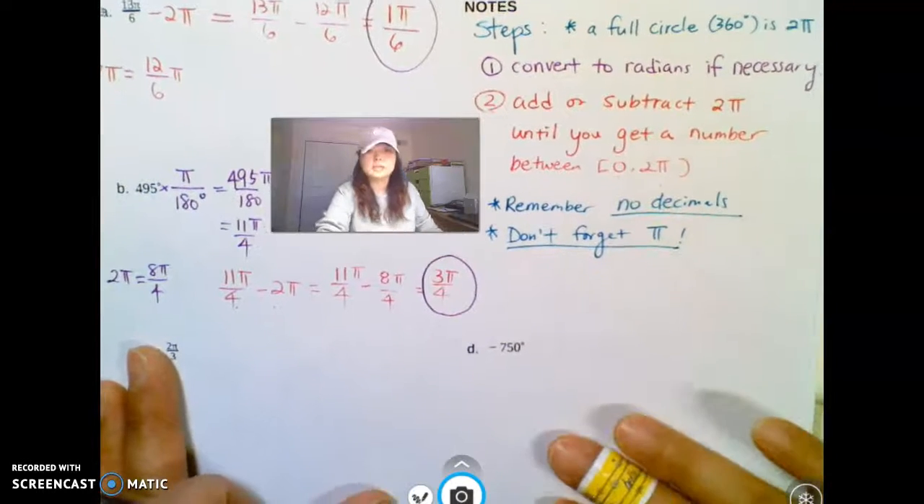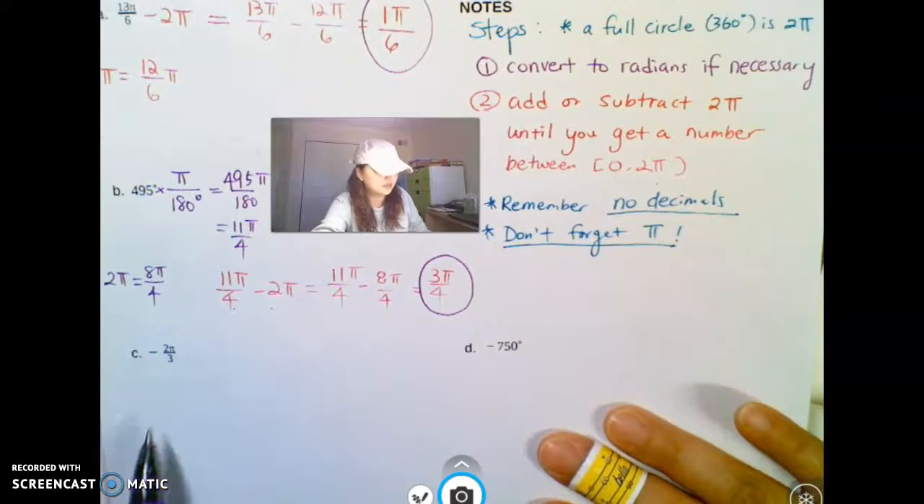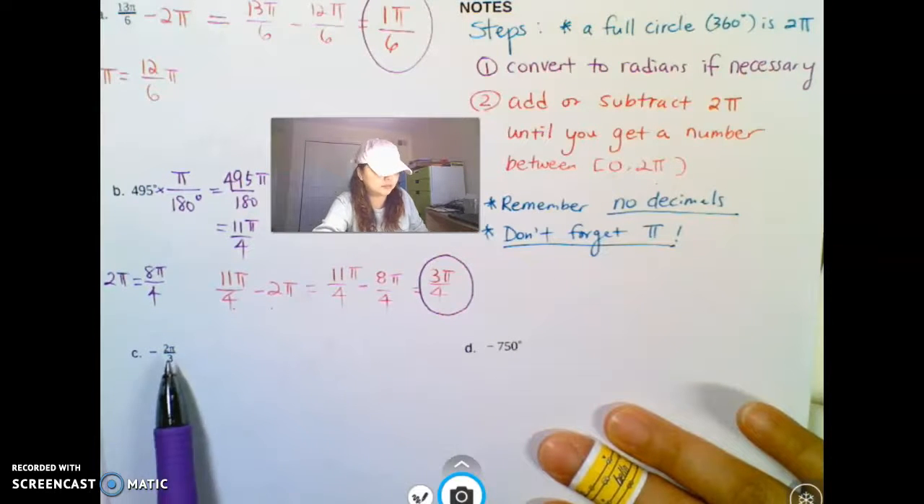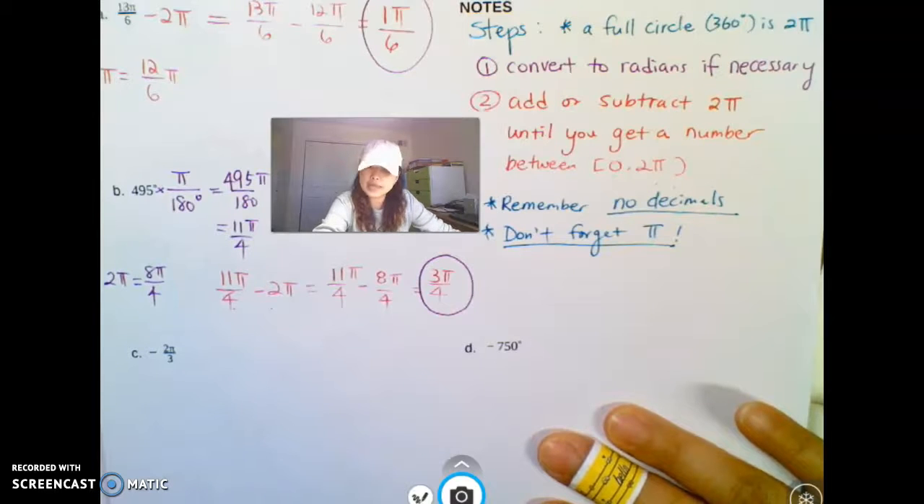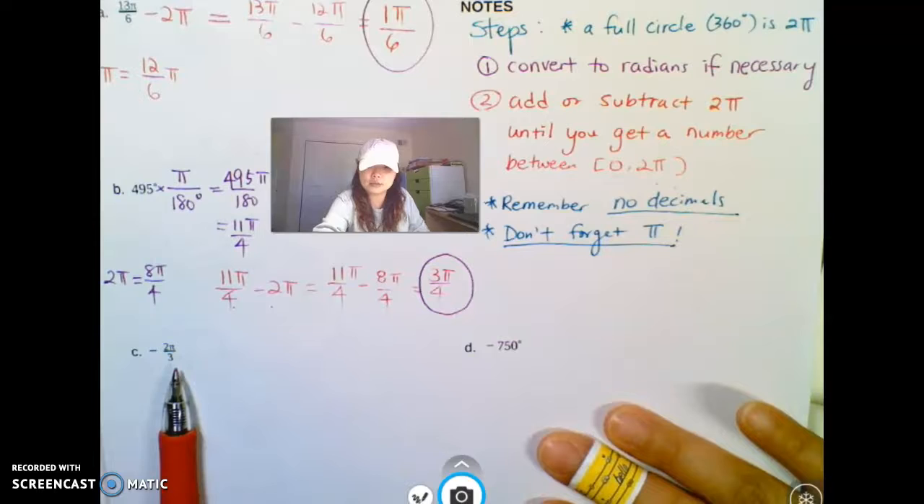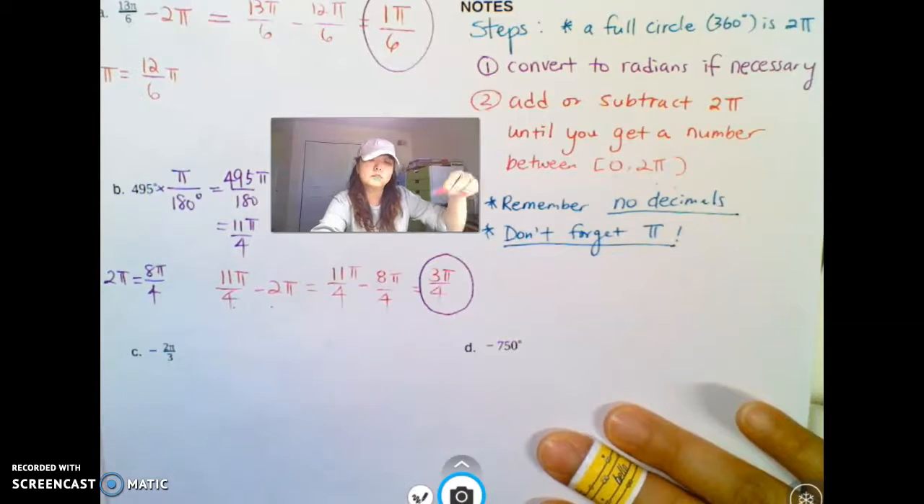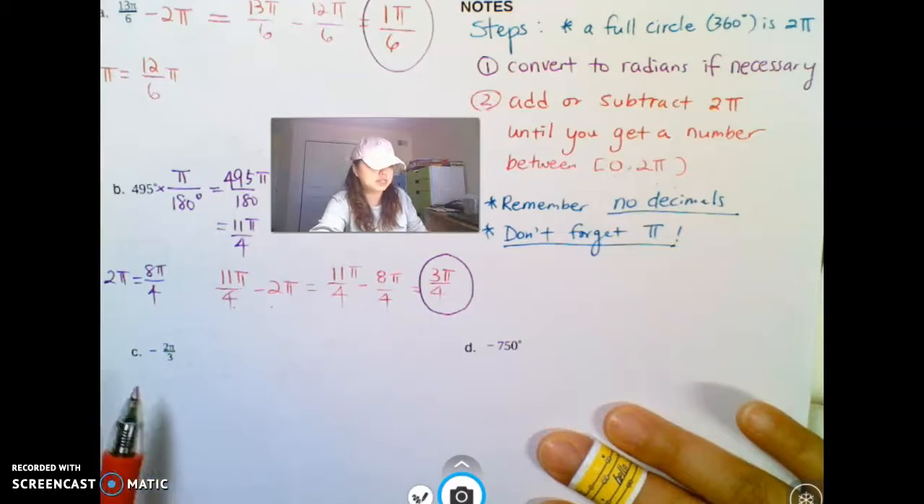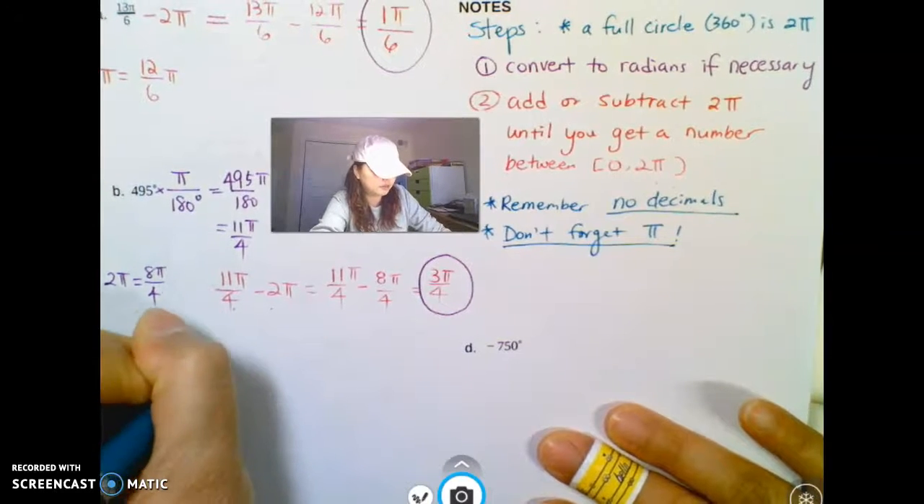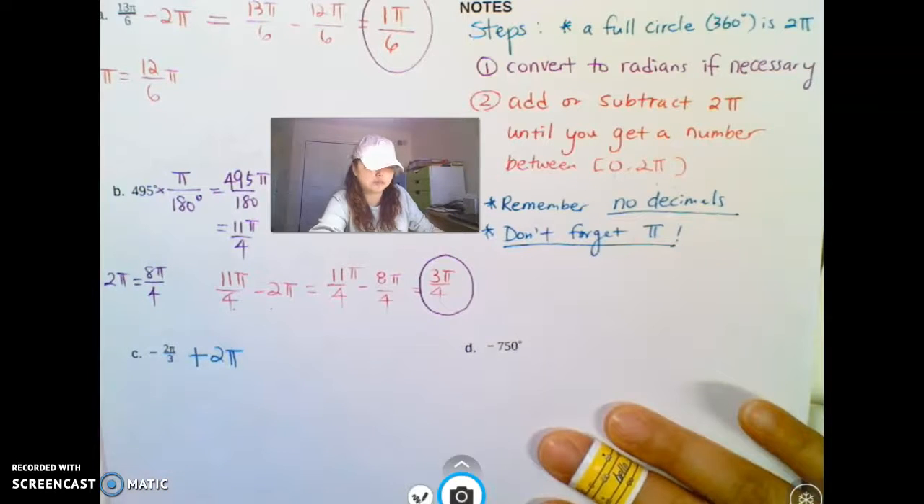Now, take a look at this next one. Negative 2 pi over 3. It's already radians because you have a pi, so you don't have to convert. But is this big or small? Is this over 360 or not even 0? Negative is below 0 degrees, right? So yeah, it is too small. So if it's too small, we need to add. If it's a negative number, you have to add. So we're going to add 2 pi.